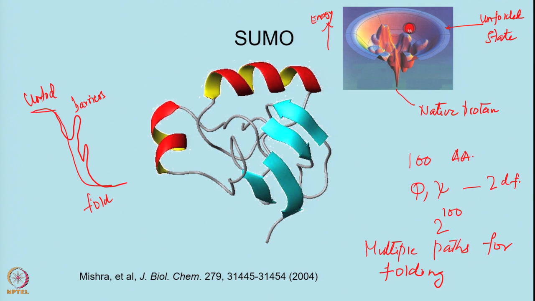But if a particular segment is such that it is not able to come down to this state, it gets trapped somewhere here, then you generate a so-called misfolded state. And these misfolded states can lead to all kinds of problems. They can aggregate and they can lead to different diseases. Therefore, understanding the folding process is quite an important thing to do. Now, how do we do this? We have to create certain situations like this.